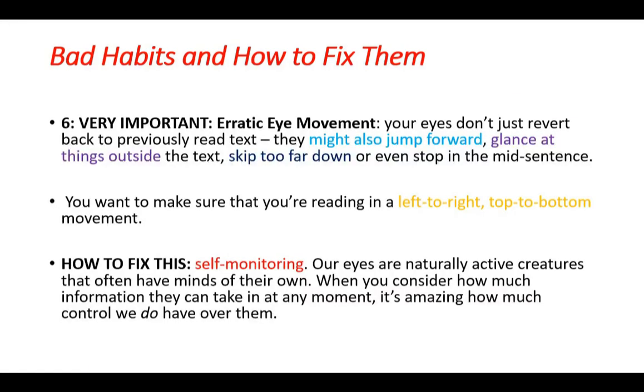Very important, erratic eye movement. This is similar to regression, but worse. With erratic eye movement, your eyes don't just revert back to previously read text, they might also jump forward, glance at things outside the text, skip too far down, or even stop in the mid-sentence. You want to make sure that you're reading in a left to right, top to bottom movement.